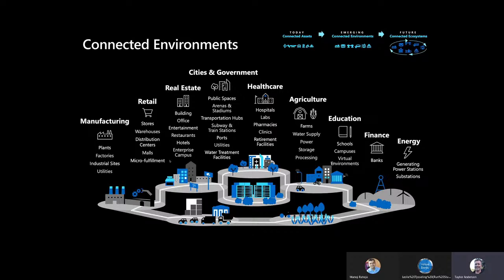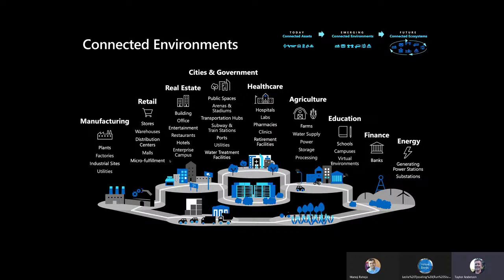Moving through other verticals, healthcare: being able to model an entire hospital and the labs within that hospital. Or moving all the way down to energy, modeling a power distribution grid, starting off with power generating stations, moving through substations all the way to residential power distribution. So all these verticals make great candidates for modeling as connected environments.